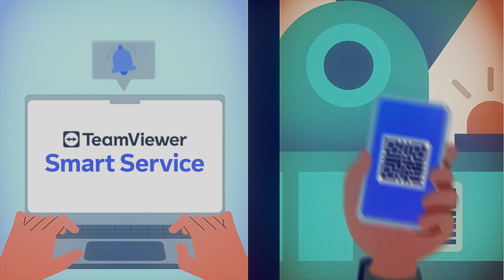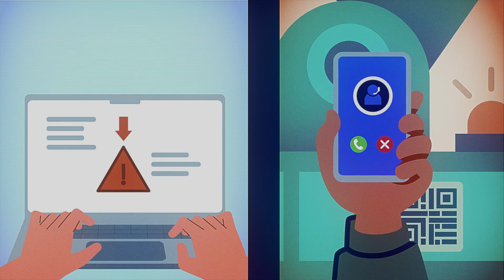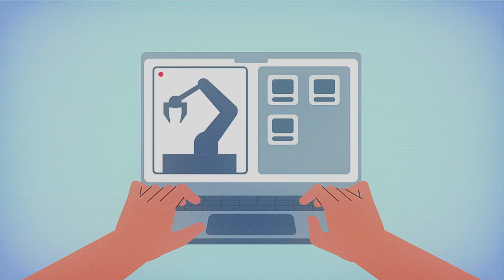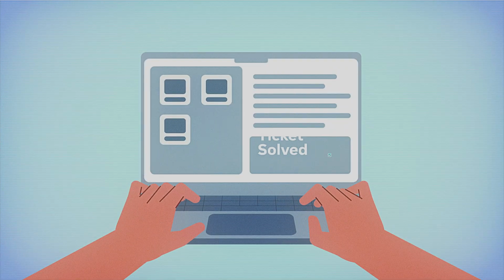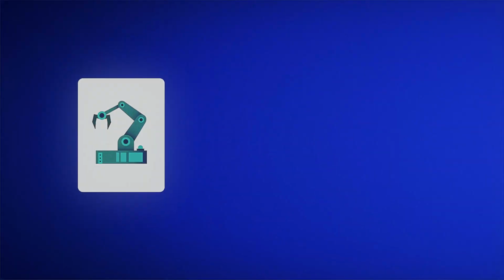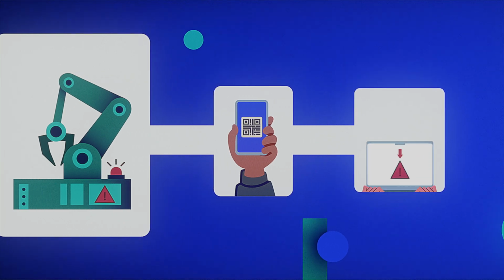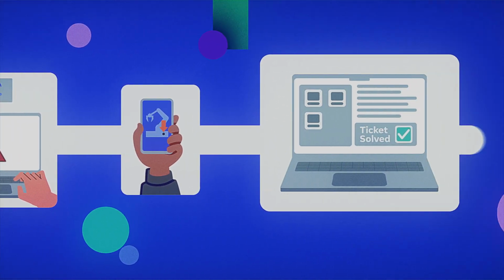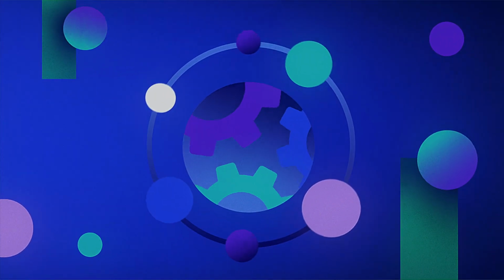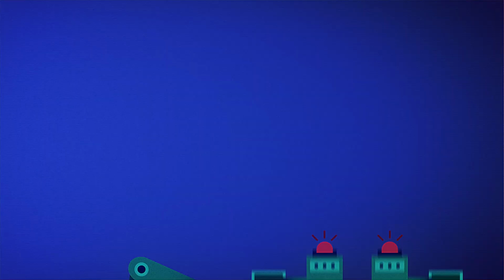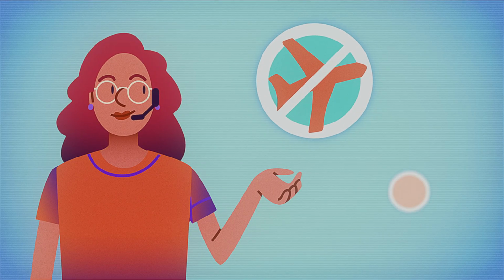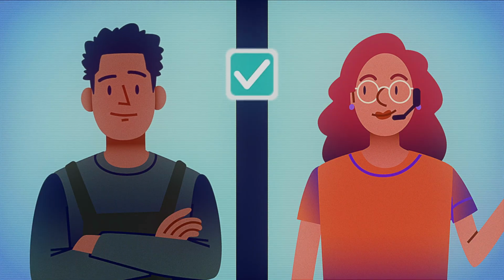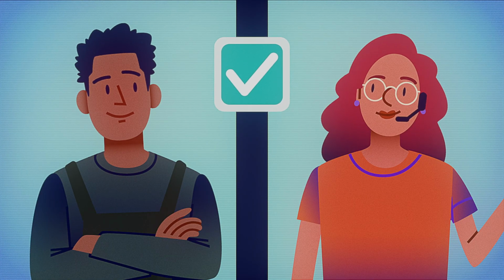That means reporting the issue, accessing the machine, instructing the person on site to fix it, and documenting every step. Smart Service combines the tech you need to help all your customers and fits right in with existing tools and systems. That doesn't just mean faster problem resolution for your customers. It also means less travel, lower costs, and more productive workdays for your team.